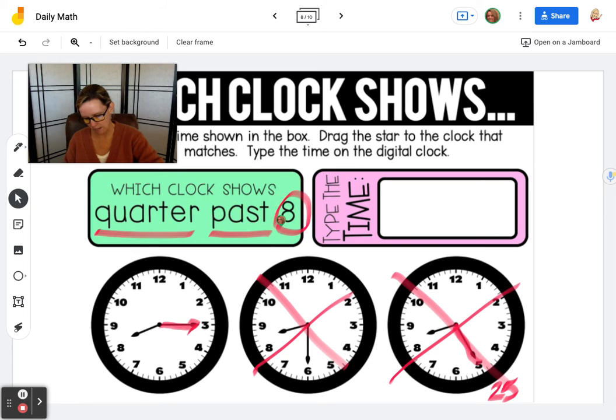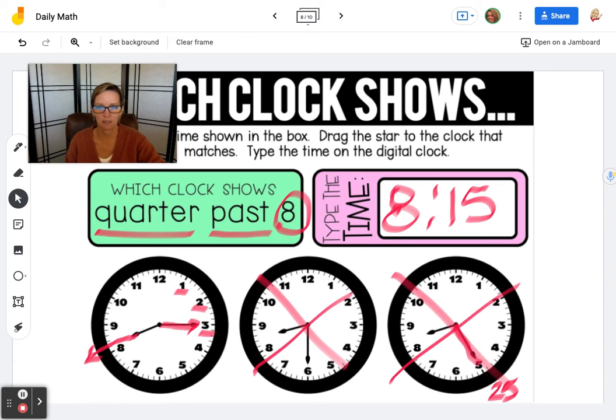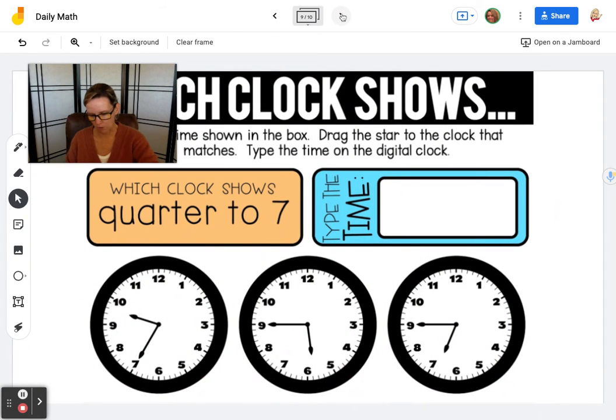So if I drag this hour hand out, guess what? It just passed the 8, so that is 8:15. Remember, if I skip count by 5s, 5, 10, 15. 8:15. So that is a quarter past 8. All right. How about a quarter to 7?